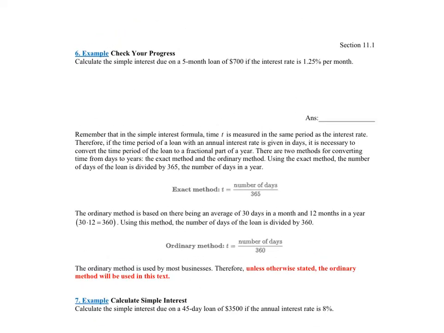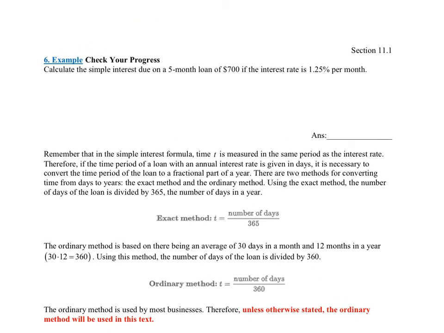Let's continue. Example 6, it says calculate the simple interest due on a 5-month loan of $700 if the interest rate is 1.25% per month. Again, what I want you to notice is we have monthly as our time, monthly as our interest rate, so those two things match. If they match, you're just going to use the actual numbers. You don't need to adjust.